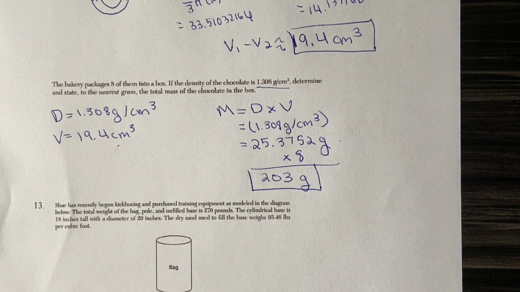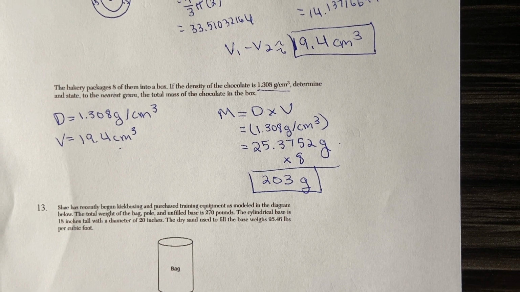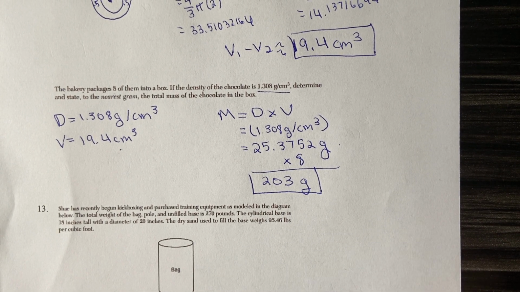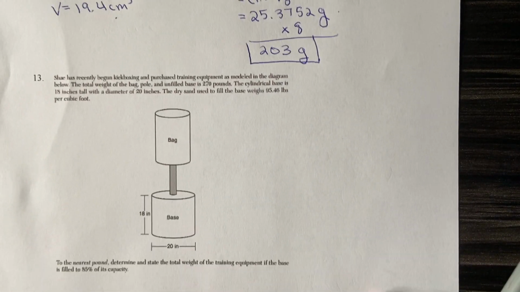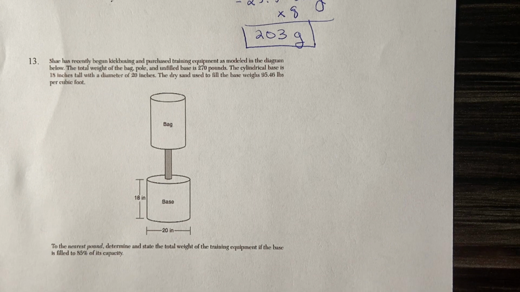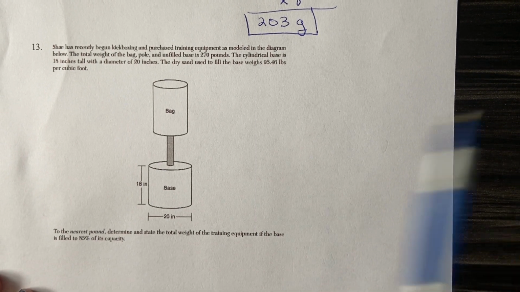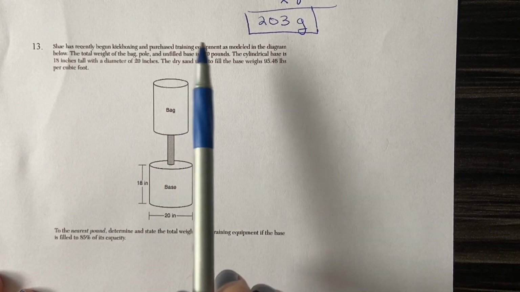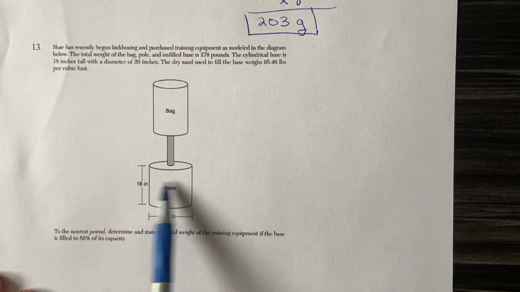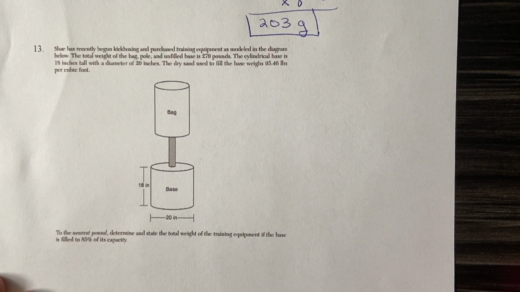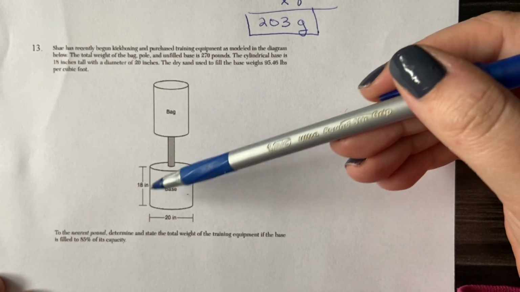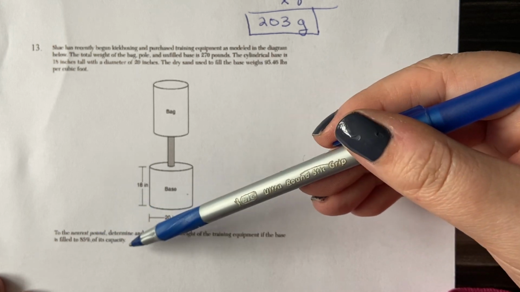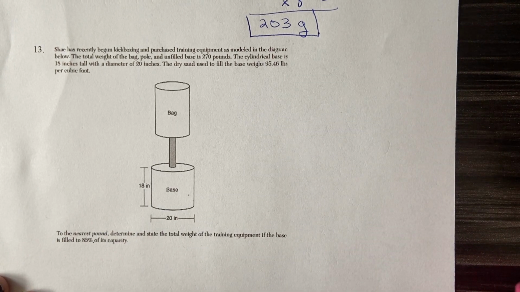Okay, so in other words, we're going to figure out the volume. They already told you that the bag, the pole, and the base being empty weighs 270 pounds. So the whole goal of this is they want us to determine the weight of all of it with that 270 plus filling this to 85% of its capacity. So the first thing we got to do is figure out the volume of the base when it's all the way full, because right now we're going to end up having to figure out 85% of its capacity.